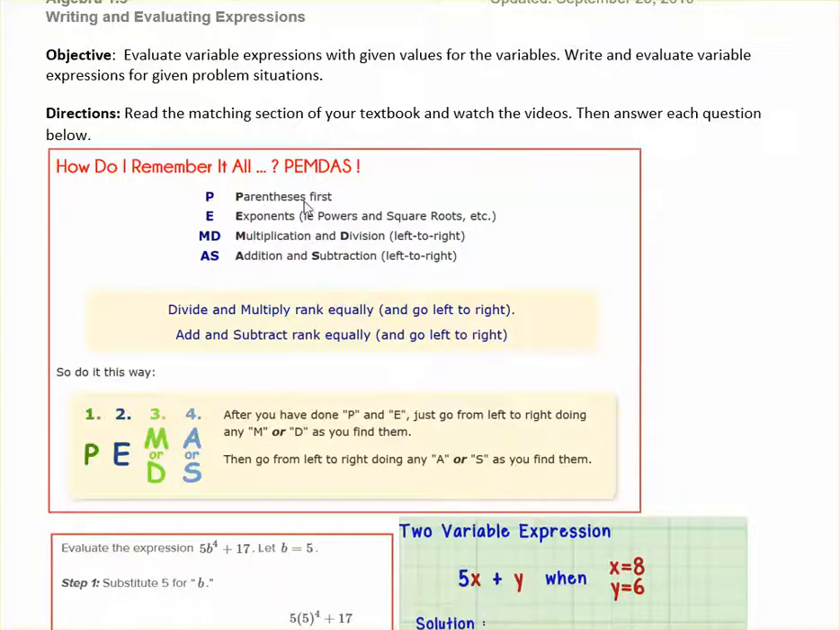So parentheses first, or any kind of grouping symbols, then exponents or square roots, etc. Then you multiply and divide in order from left to right, and then you add and subtract in order from left to right.